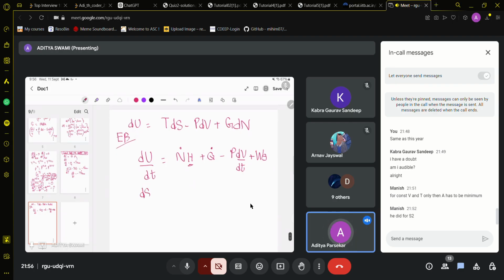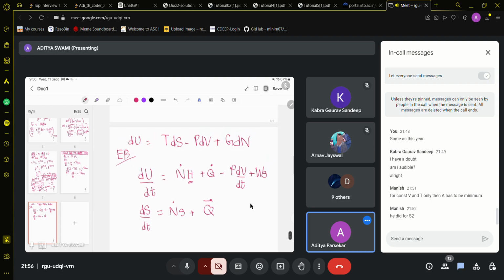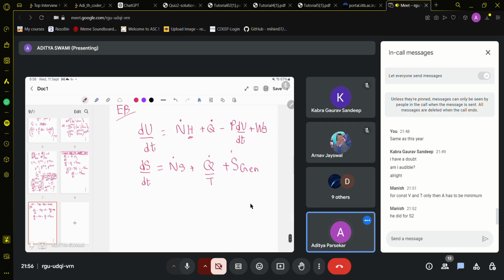Similarly, let's go into an entropy balance. I'm going to have a Q dot by T plus s n dot. Now I'm just going to get rid of the time variation here, which is not that significant. If we just multiply by dt, you'll end up with something like this: h dn plus Q minus P dV.